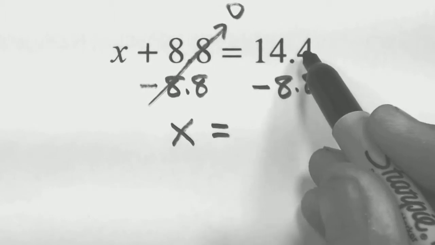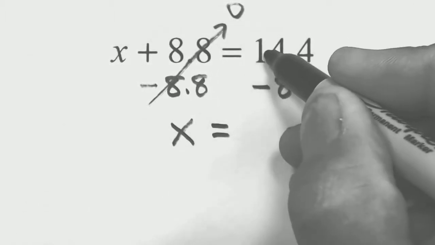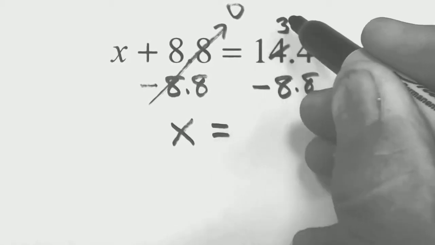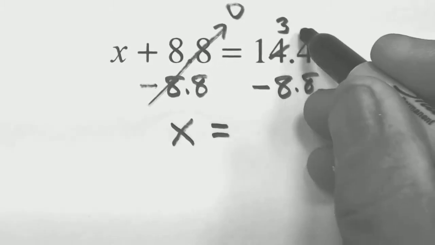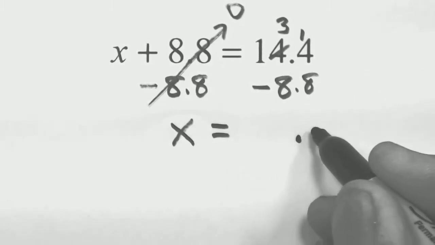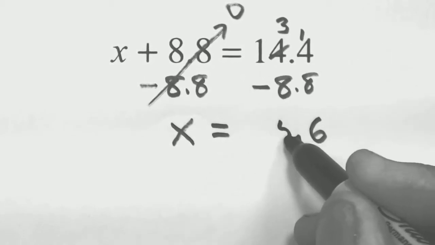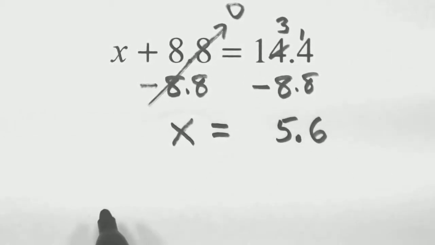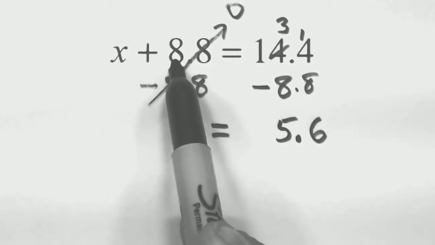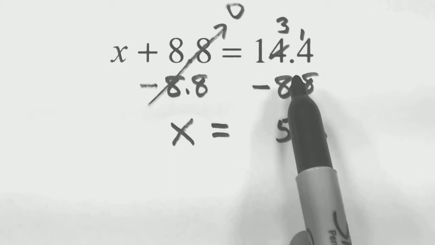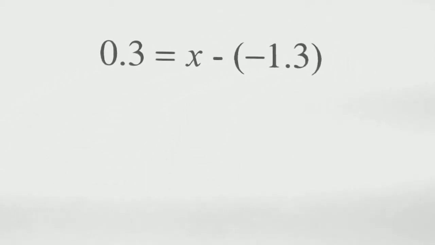Okay, well, 14.4 minus 8.8. Okay, I'd have to do a little bit of borrowing here. Borrow 1 from the 4th place here in the units place. Carry it over here. 14 minus 8 gives me 6. There's my decimal point, and then 13 minus 8 is 5. Well, again, if you go back and look at this, if you take 5.6 and add it to 8.8, you will indeed get 14.4.